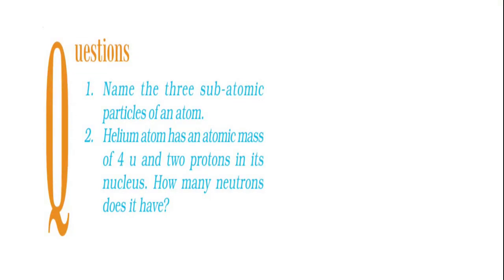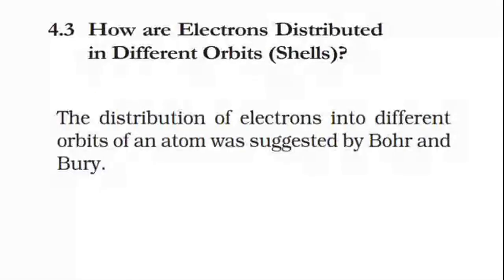So next class, we will go through how the electrons are distributed in the orbits a little more, and then we will look at some examples and go forward to valency.